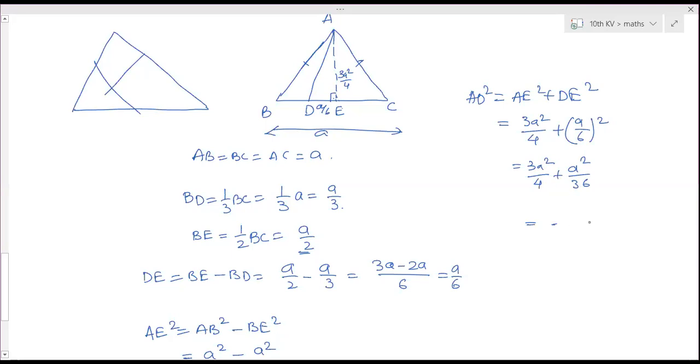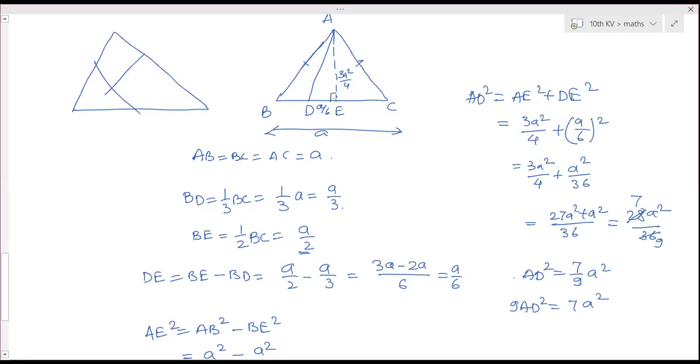So the LCM is 36. Here you have to multiply with 9. 9 3s are 27 A square plus this A square, which is equal to 28 A square by 36. 4 7s are 28, 4 9s are 36. So AD square is equal to 7 by 9 A square. 9 will go to LHS. 9 AD square is equal to 7 A square.